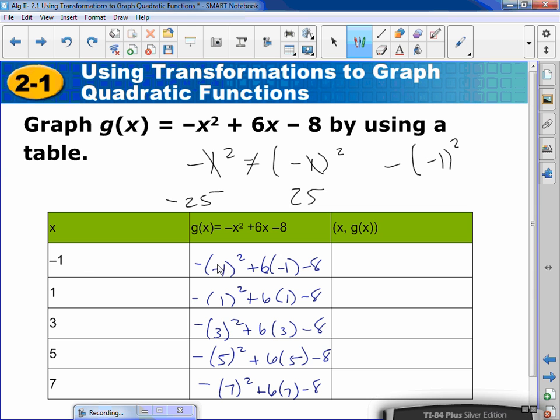Now, the math. What's negative 1 squared? Negative 1 squared is 1. Now we make it negative 1. 6 times negative 1 is negative 6. Negative 6 and a negative 1 is negative 7. Negative 7 and negative 8 is negative 15. So your point is negative 1, negative 15.